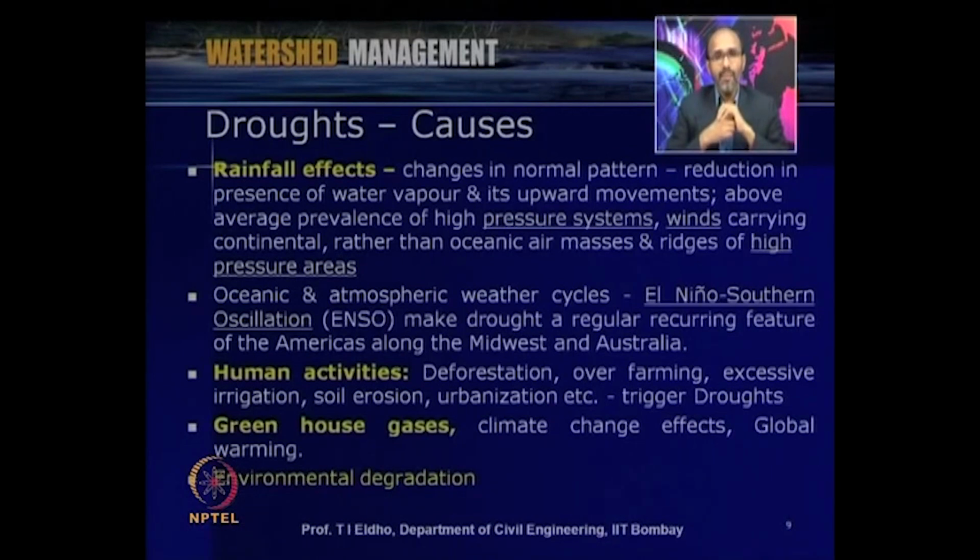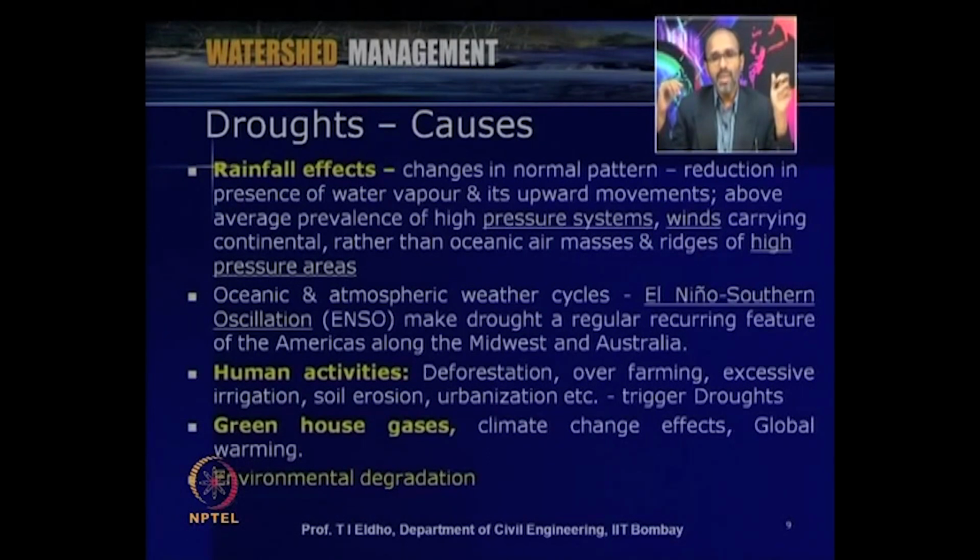And then other than the natural causes, human activities also can cause this type of drought situations. Human activities like deforestation, over farming, excessive irrigation, soil erosion, urbanization, etc. trigger droughts. We have a large number of examples of these kinds of problems, for example, in India, in Gujarat, Kutch region and Rajasthan regions, wherever deforestation, over farming, all those things have taken place over a long period, then we can see that all the adverse effects take place, and one of the effects is the possibility of droughts.